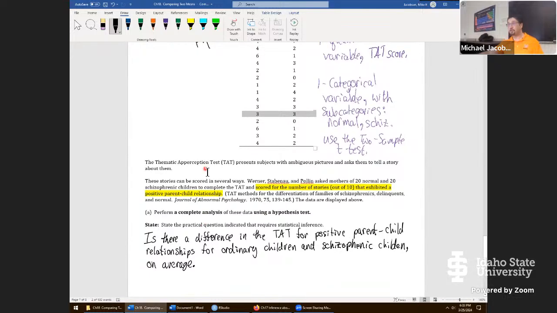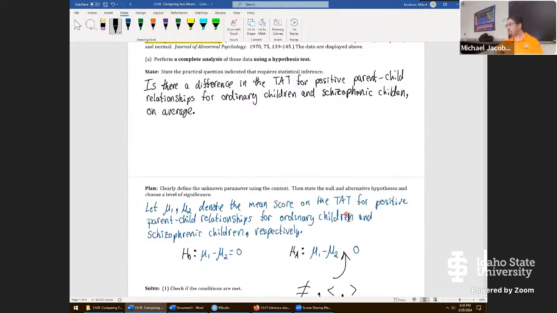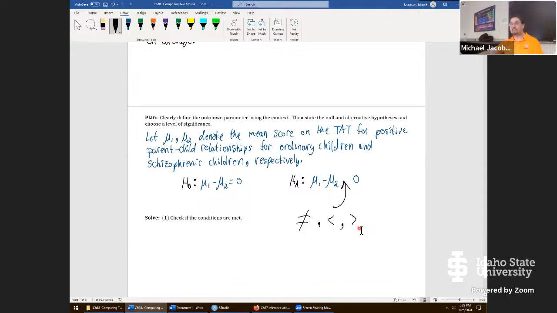You have to dig through what they told us. They told us about the thematic perception test. They told us how they scored it, but there was no statement of test for one direction or another. This one is altogether a two-tailed test until we have the extra push from the write-up that directs us to a less than or a greater than. So for this problem, it must be two-tailed.